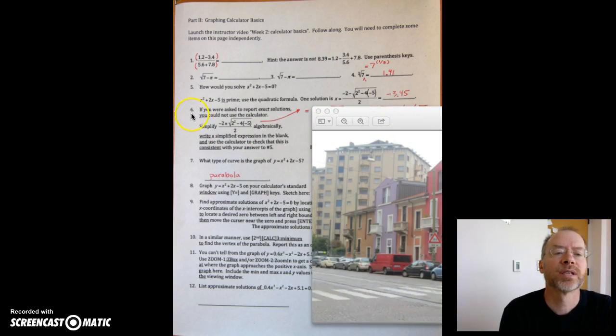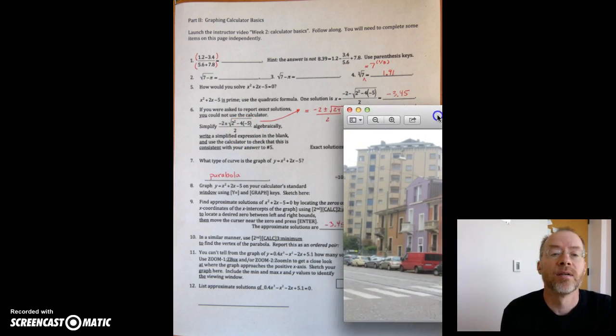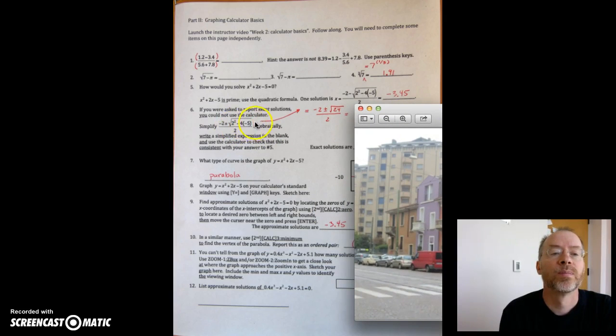And then in number 6 it says, if you were asked to report exact solutions, which my math lab does a lot, you would not want to round, you would not want to evaluate the root, you would want to just simplify the square root. So if I simplify the radicand, the stuff inside the square root, I get -2 plus or minus radical 24 over 2.